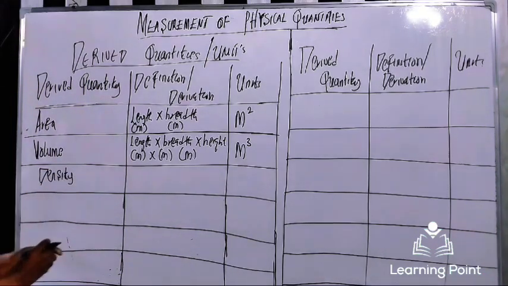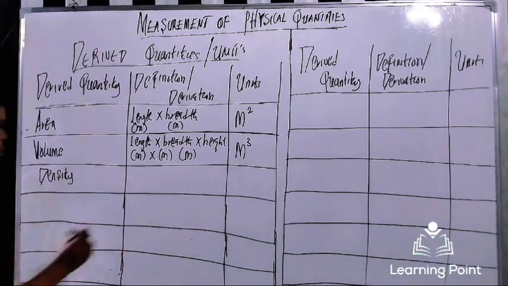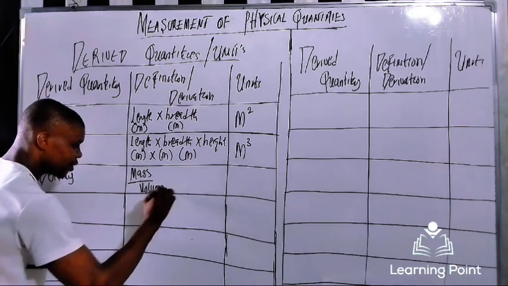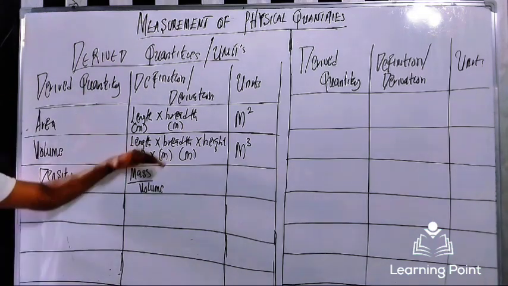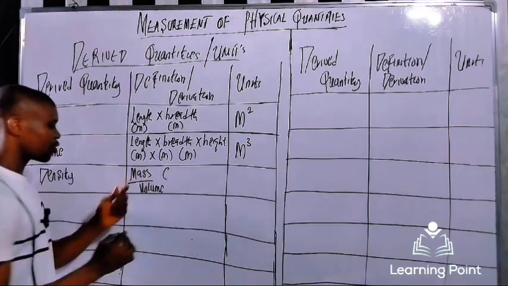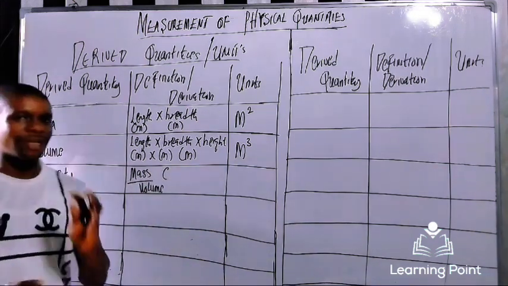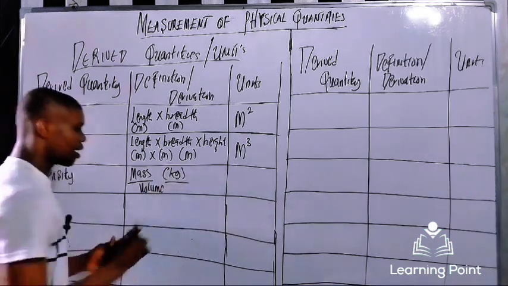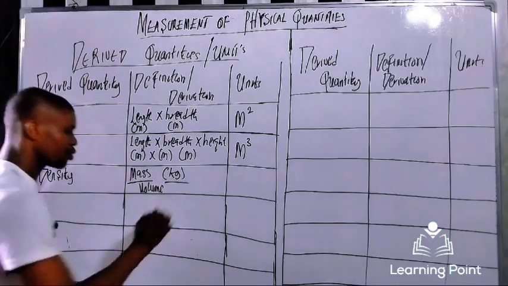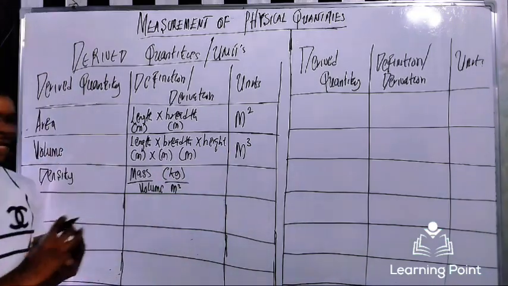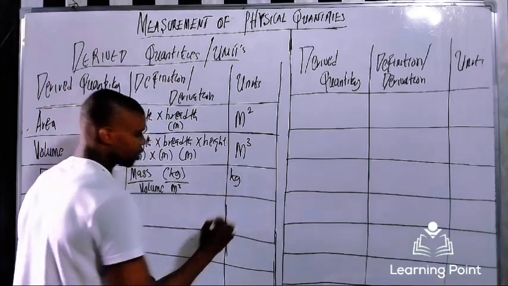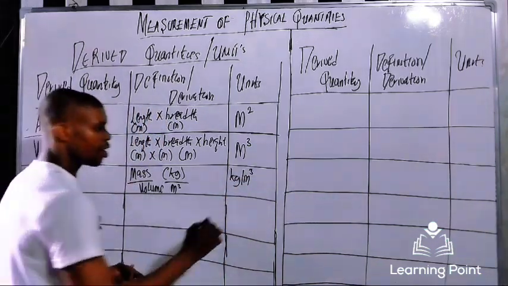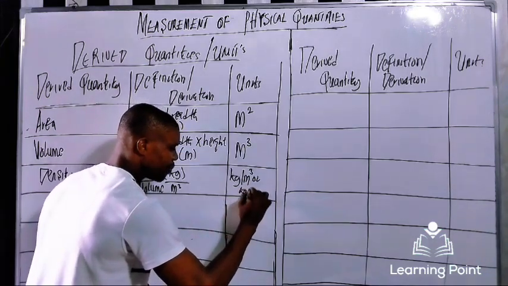The next one is going to be density. Density equals mass over volume. So when I talk about density, I talk about mass over volume. Now, what is the unit of mass? Remember, mass is a fundamental quantity, and the unit is kg. Volume is meter cube. If you combine it together, it's going to be kg per meter cube.